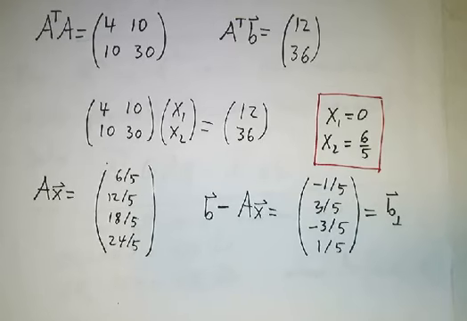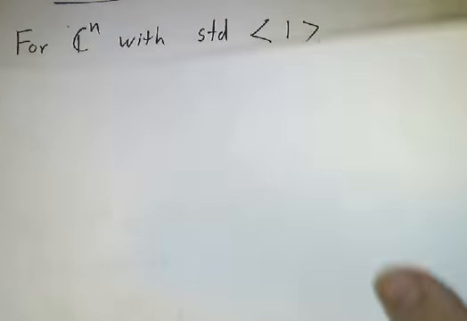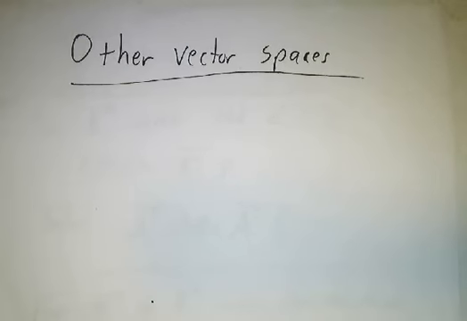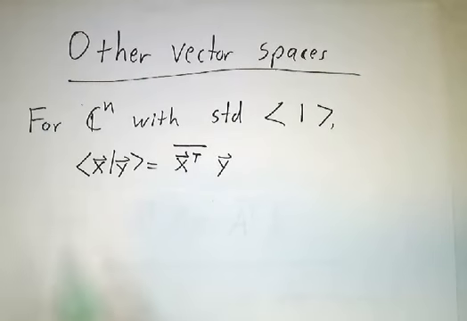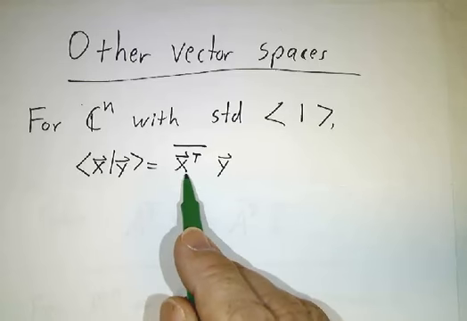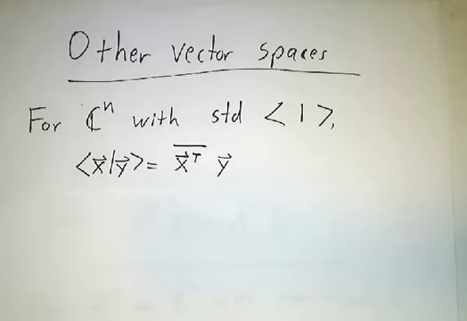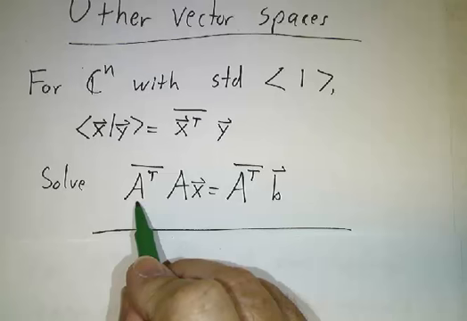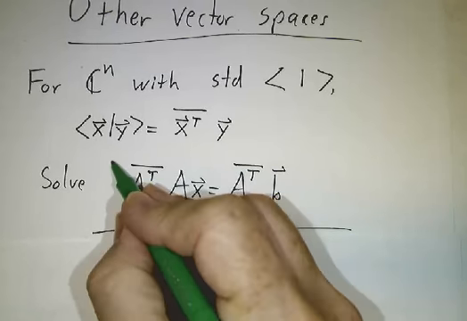Okay. Now I said that all along we were working only in Rn and only with the standard inner product. Now I'm going to take a minute to tell you how to deal with other cases. If you were dealing with Cn with the standard inner product, then we wouldn't take inner products by taking A transpose times y. We would take A transpose conjugate times y. In which case, you don't take the transpose of A, you take the transpose conjugate of A. But otherwise, it works the same way.